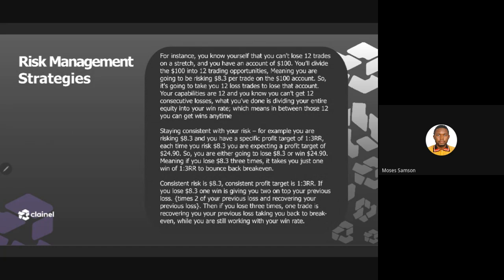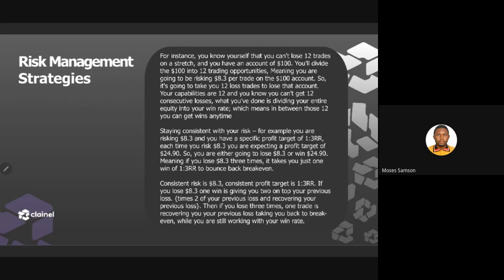For example, you are risking $8.30 and you have a specific target of 1:3, like we discussed previously. Each time you risk $8.30, you are expecting a target profit of $24.90. So you are either going to lose $8 or you're going to win $24. Meaning if you lose $8 three times, it takes just one win of 1:3 to bounce back to break even. That's risk management for you.